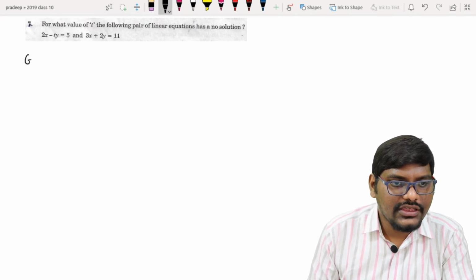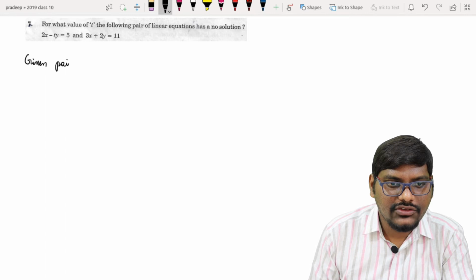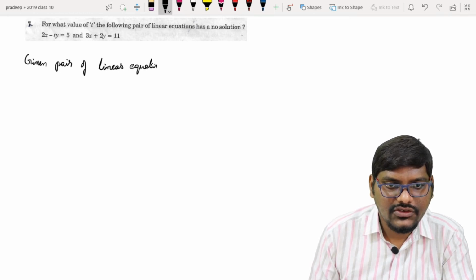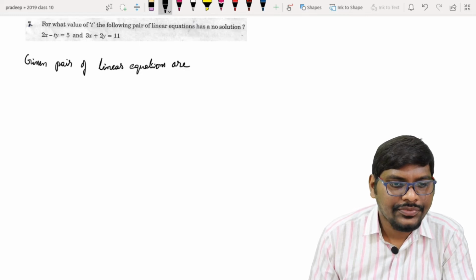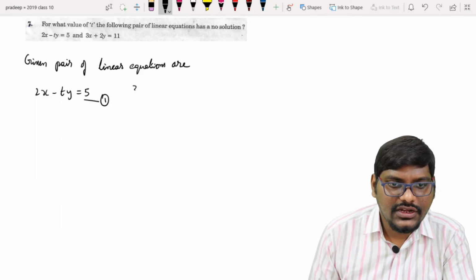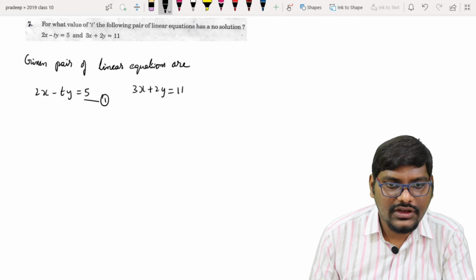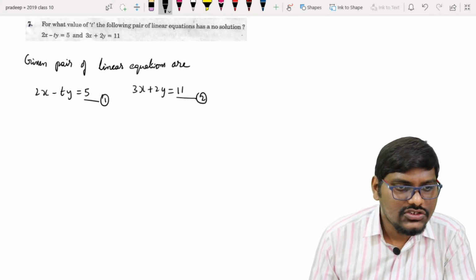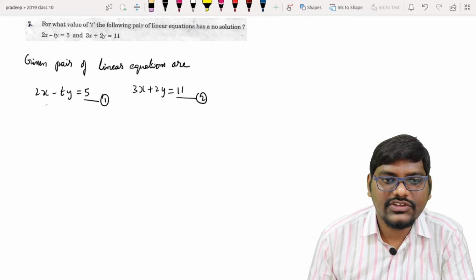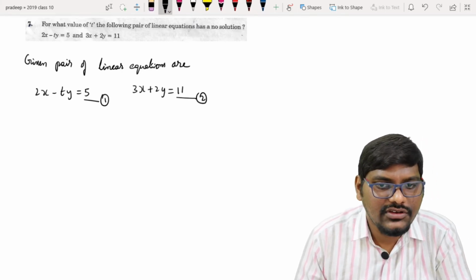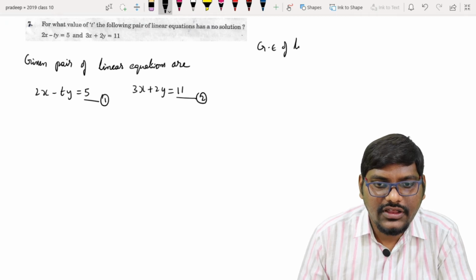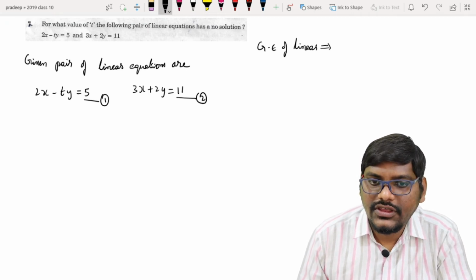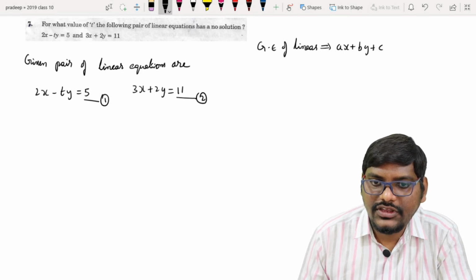We can write the given pair, because two equations were there, as a pair of linear equations. The first one is 2x minus ty equal to 5. This is the first equation. The second is 3x plus 2y equal to 11. This is the second equation. So we will compare these equations with the general equation of a linear equation. What is the general equation? ax plus by plus c equal to 0.